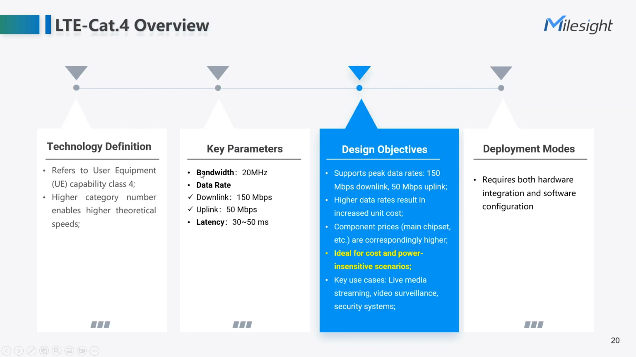Let's talk about LTE Cat 4. You can think of it as a performance tier or a speed grade within the 4G network. It was one of the key standards defined early on to deliver true high-speed mobile broadband. A great way to picture it is like the fast lane on a highway. Its core feature is speed. We're talking about a peak downlink of 150 megabits per second and a peak uplink of 50 megabits per second.